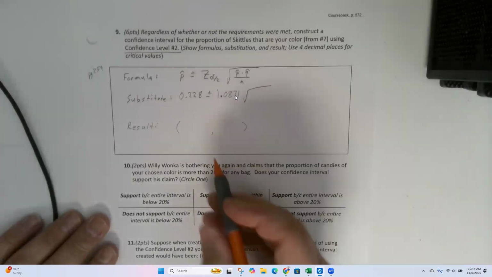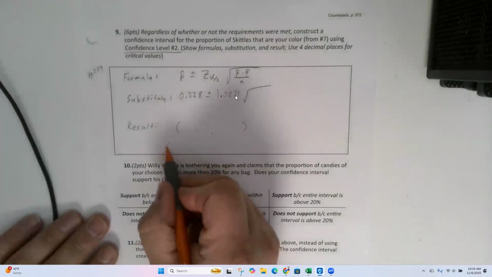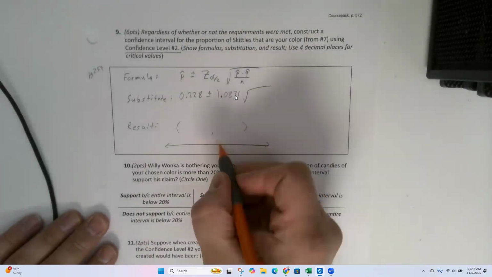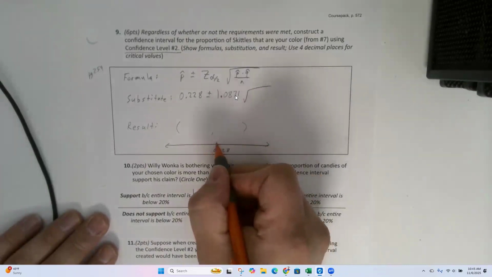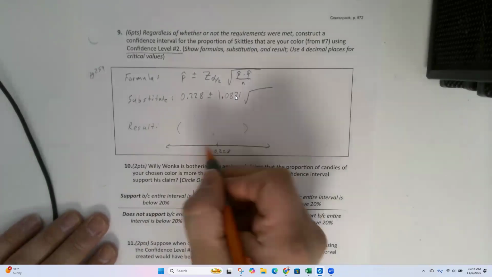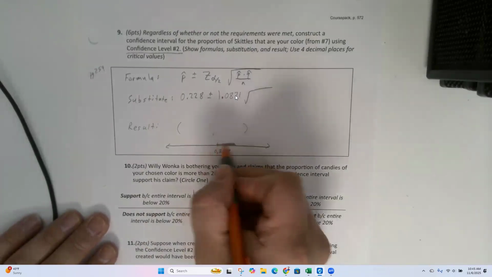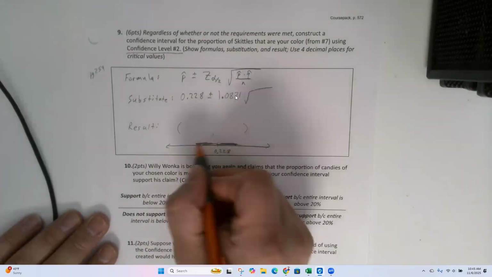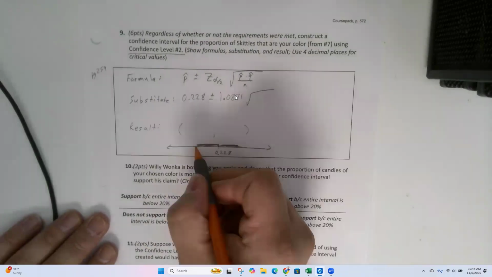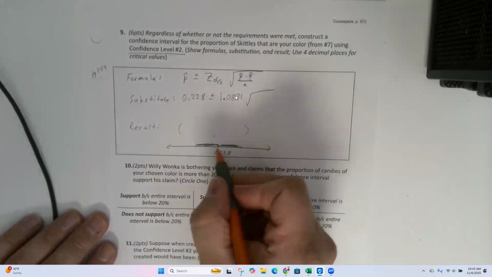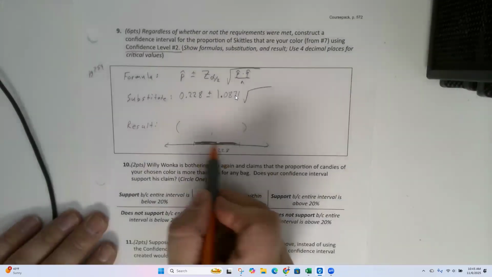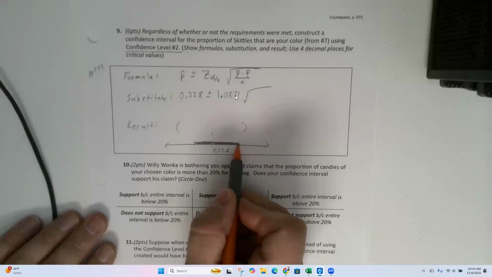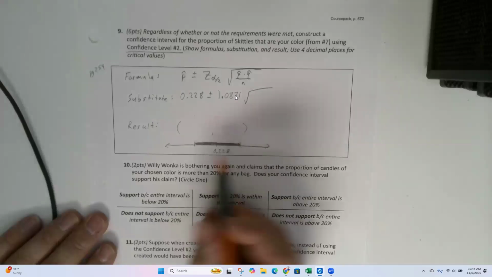Because basically, on my number line here, right here is 0.228. That is the middle of my confidence interval. I'm going to need to go up and down from that to get my high end and my low end. And I'm 72% confident that the true value will land somewhere in this range.